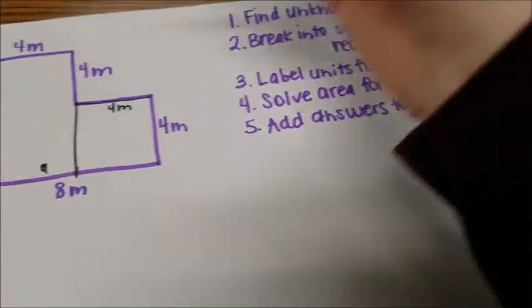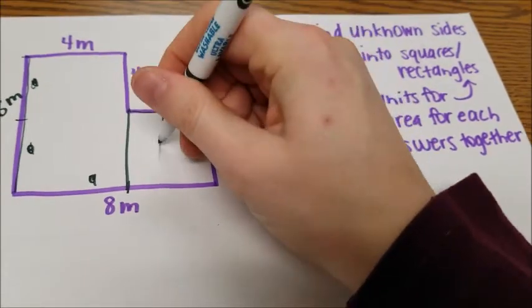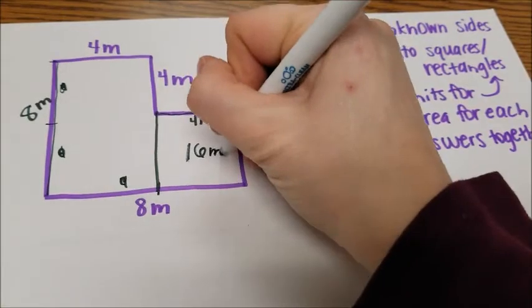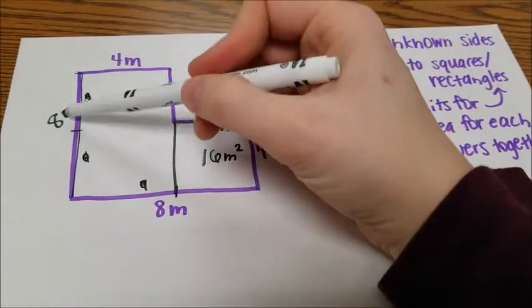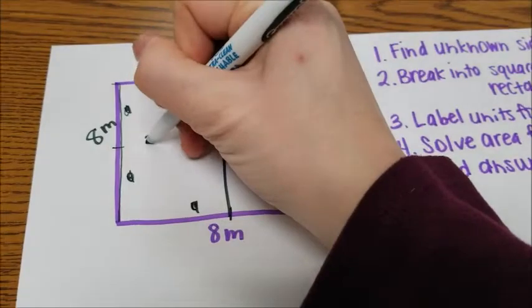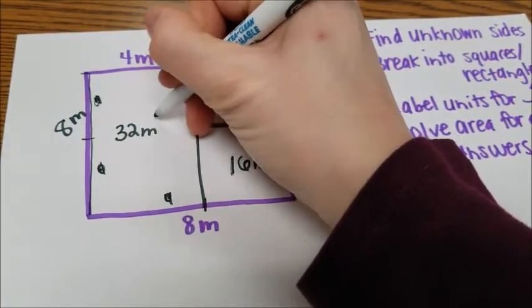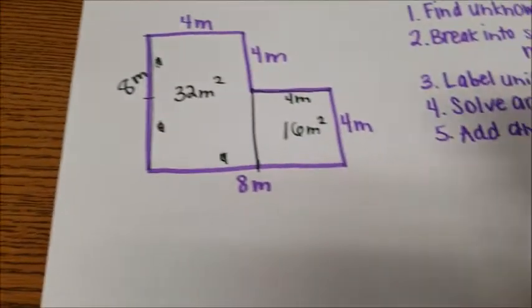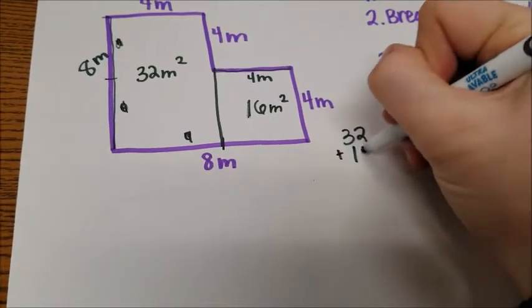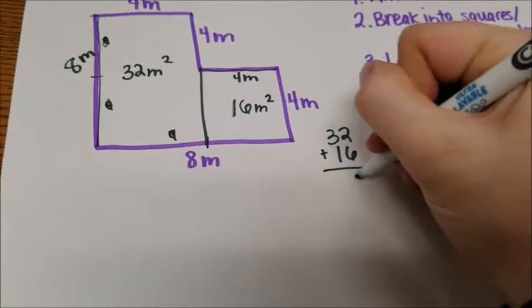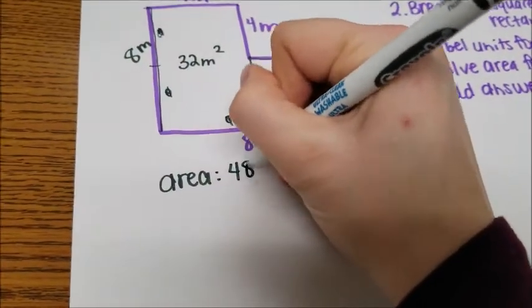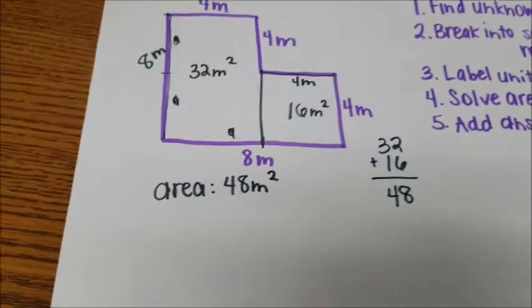And I'm going to solve area for each. So 4 times 4 is 16. So 16 meters squared for this one. And then for this one, 8 times 4 is what? 32 meters squared for that one. So the last one, I'm going to add those answers together to get the area of the entire shape. So I've got 32 plus 16, which is 48. So the area of this L shape is 48 meters and then squared, because area is always squared.